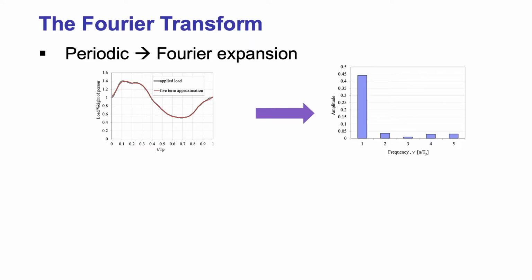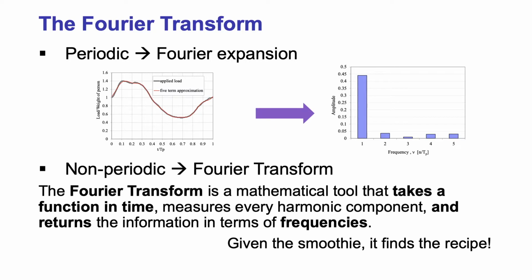The previous exercise has allowed us to express a periodic load, that of a pedestrian, in terms of its frequency components, and we have been able to do this by expressing the load as a series of harmonics. However, this approximation, known as Fourier expansion, is only valid for periodic functions. In the case of non-periodic functions, we need a slightly more sophisticated tool, the Fourier transform.